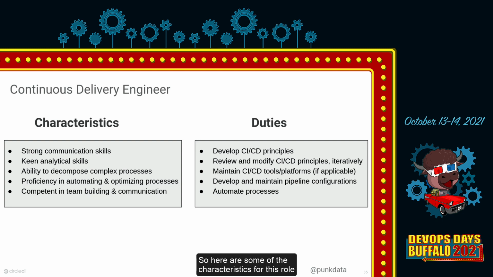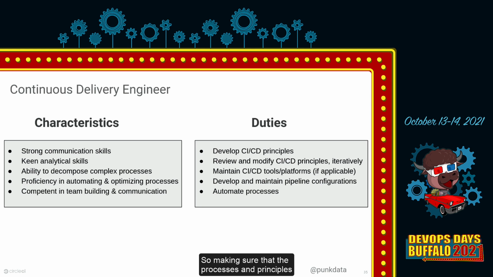So here are some of the characteristics for this role that I'm discussing here. Again, these are not unusual characteristics. Some of them include keen analytical skills, an ability to decompose complex problems, and proficiency in automating processes. And on the duties side, these are things that the czar I envision would have to do: developing CI/CD principles for your team, right? These are the conceptual rules of engagement for your CI/CD practices, and then reviewing and modifying those principles iteratively.